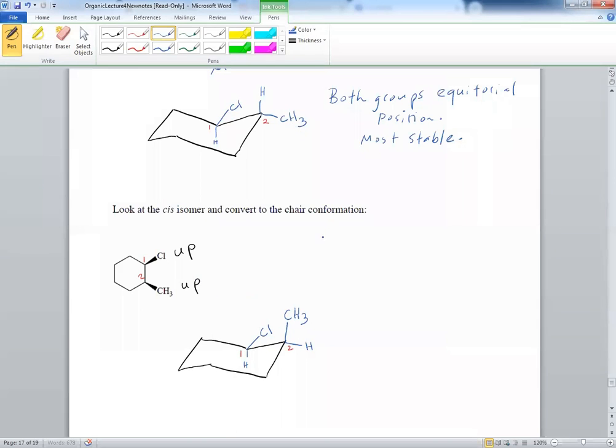Now, if you were to be asked which one would be more stable, the top one would be more stable because, again, it has both in an equatorial position. That's what you actually need.